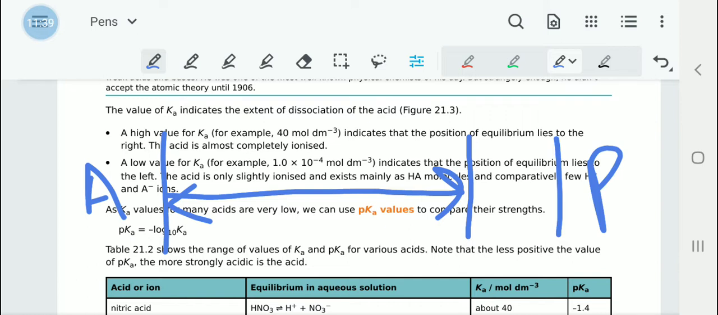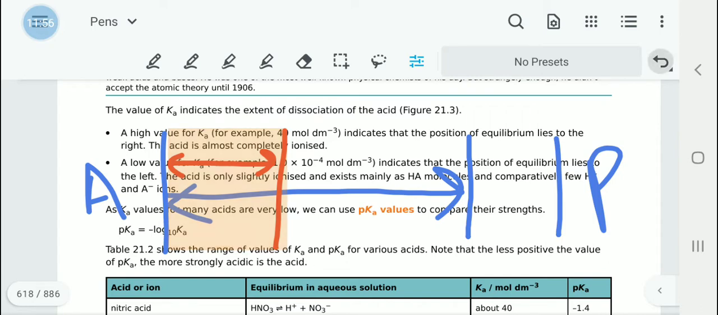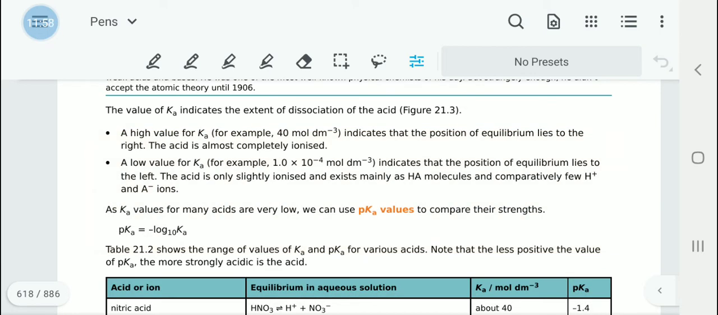Then if it has a low value, it is going to lie somewhere here. So as a result, it is shifted to the left. That means only few acid molecules have dissociated. I hope that makes sense to you. So that means there would be more HA molecules and few H plus and A minus ions.